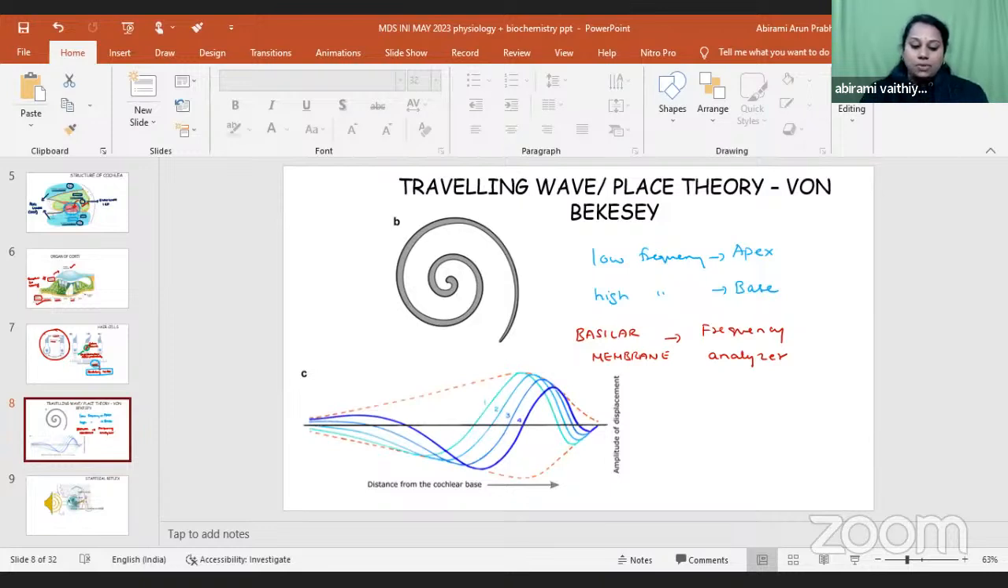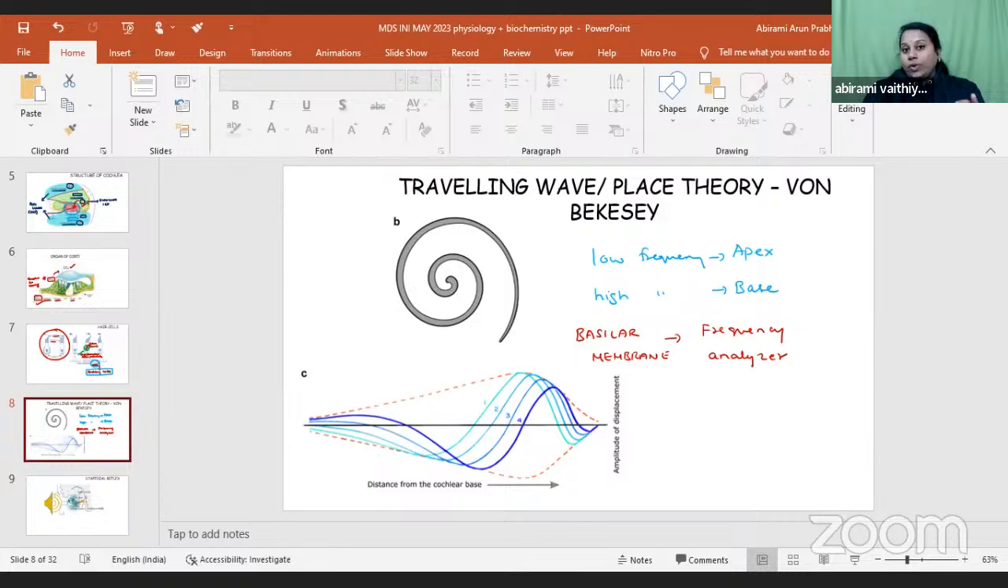Low frequency sounds, they reach the tip. Can you see the green colored marked portion? Low frequency sounds are going to the apex. High frequency sounds, they reach the base. This is called traveling wave theory, place theory, or von Békésy's theory.